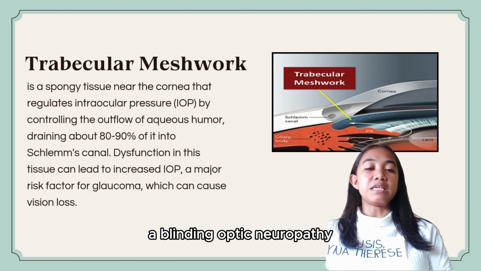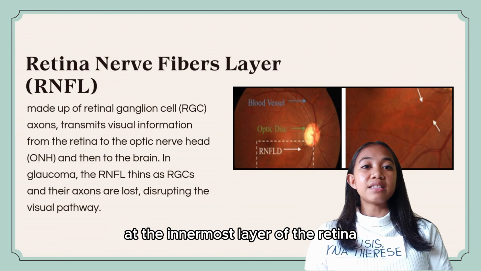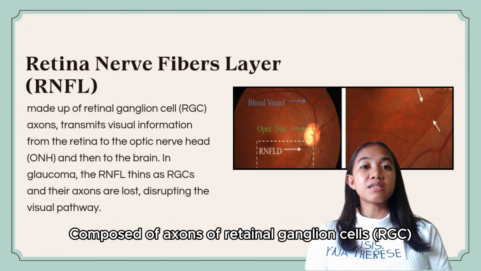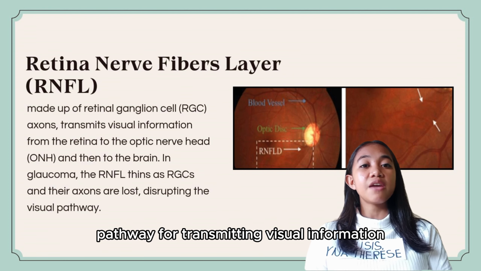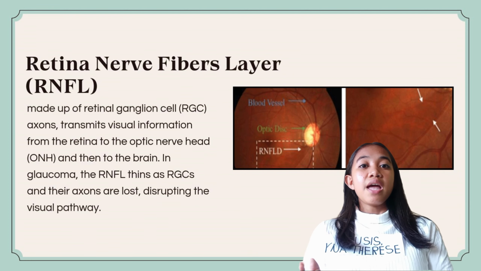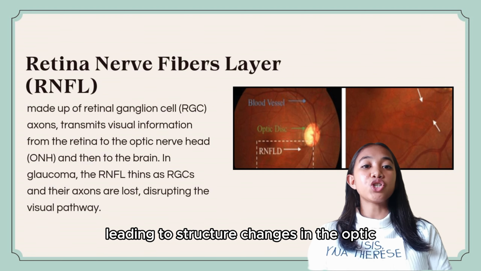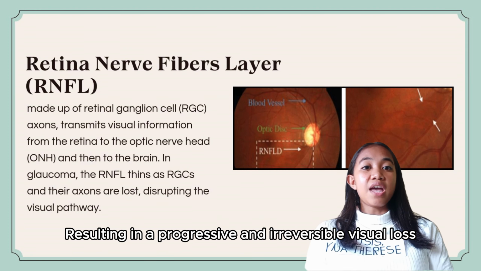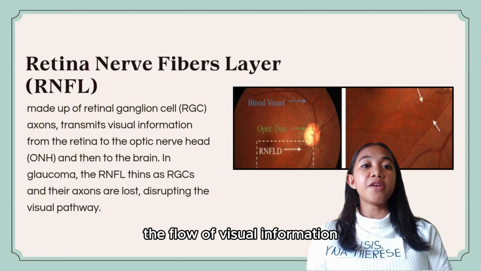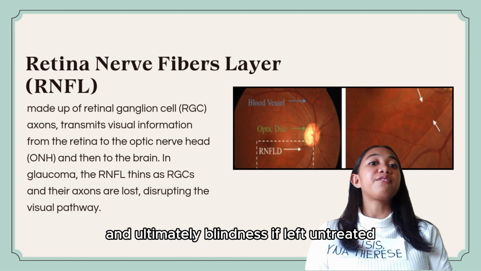blinding optic neuropathy. Retinal nerve fiber layer, RNFL, is a thin layer of nerve fibers at the innermost layer of the retina. Composed of axons of retinal ganglion cells, RGC, the RNFL serves as a crucial pathway for transmitting visual information from the retina to the ONH. Glaucoma causes damage to RGCs, their axons, and associated glial cells, leading to structural changes in the optic disc and RNFL, resulting in progressive and irreversible vision loss. This loss disrupts the flow of visual information from the eye to the brain, leading to visual field defects and ultimately blindness if left untreated.